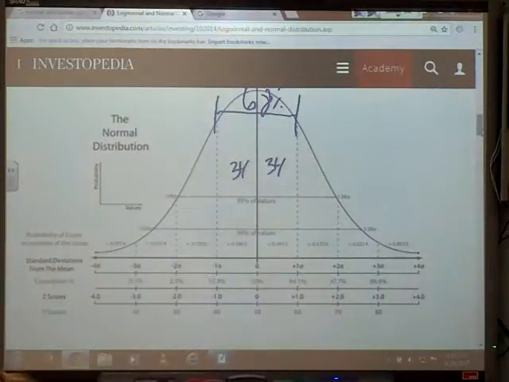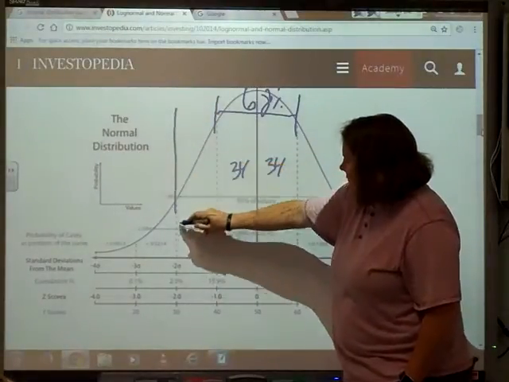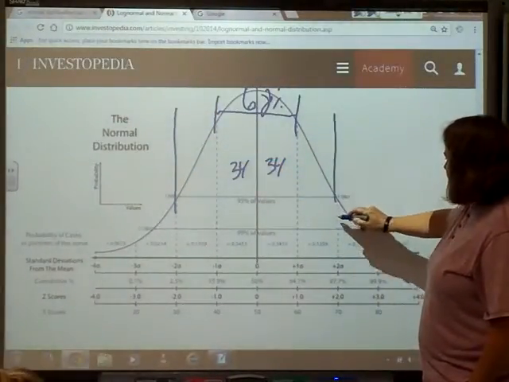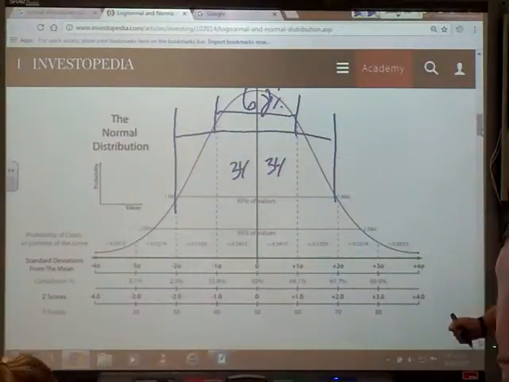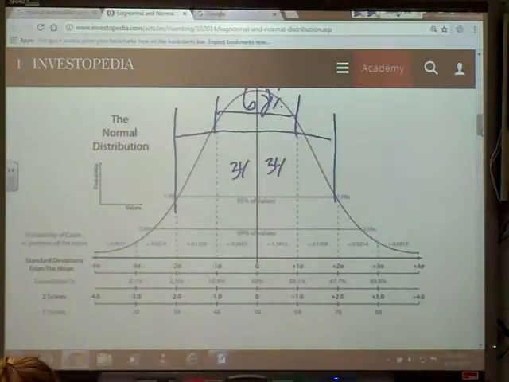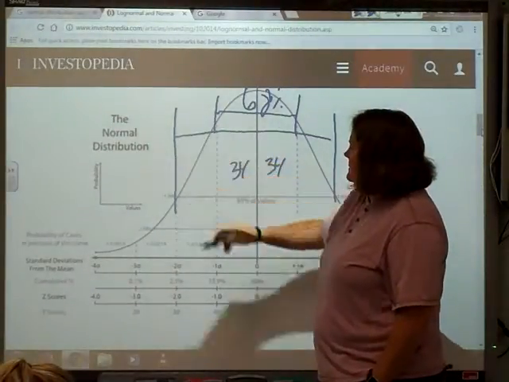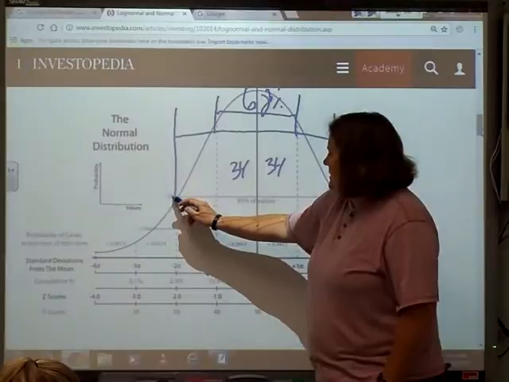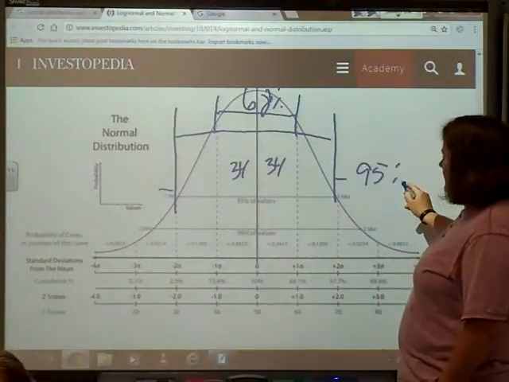Alright, if we go out another standard deviation, so now if I'm picking up that distance, okay, see what we're doing there? That covers 95% of our data. So from here to here, that's 95% of the data.